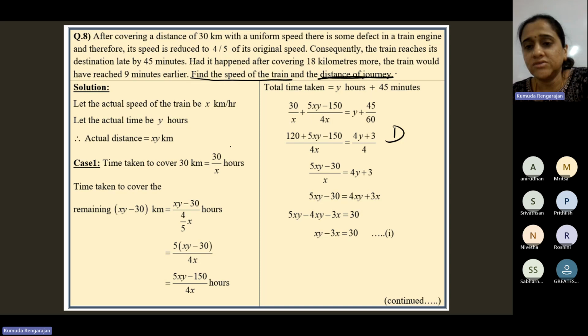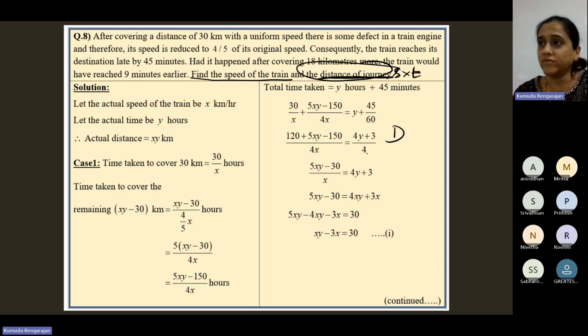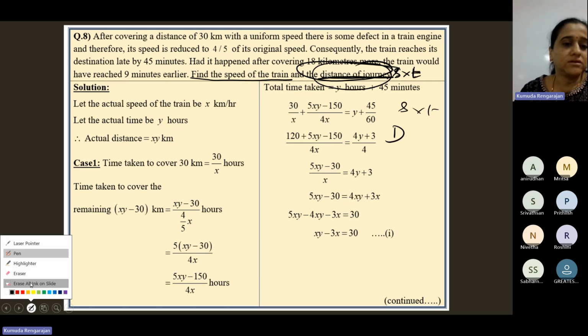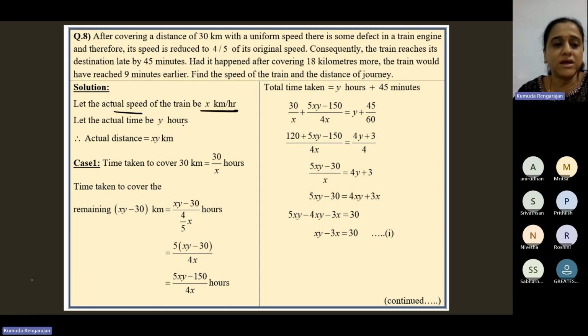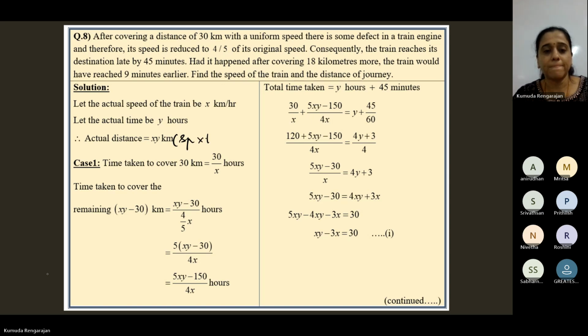How do you find the distance? Distance is speed into time. So if you assume the speed and assume the time, speed into time will give you the distance. You don't have to assume for speed, distance, and time. Of these three quantities, you can assume two of them and you will find the third one. So here I've assumed, let the actual speed of the train be x kilometers per hour and the actual time taken be y hours. So then what's the distance? Speed into time, xy. Why is it xy? Because speed into time.